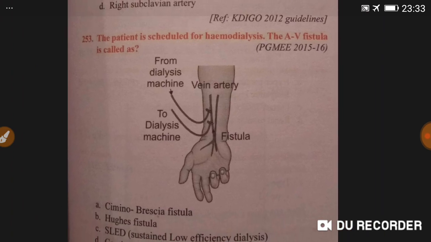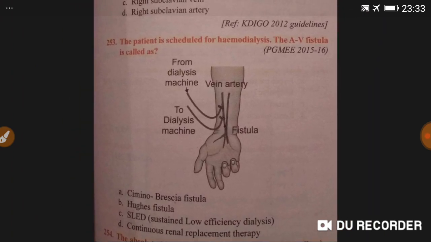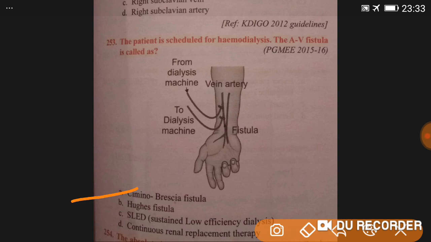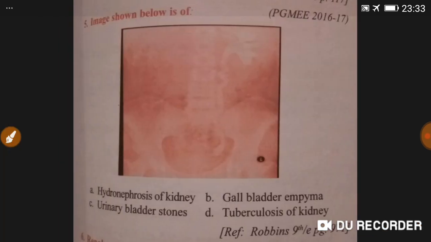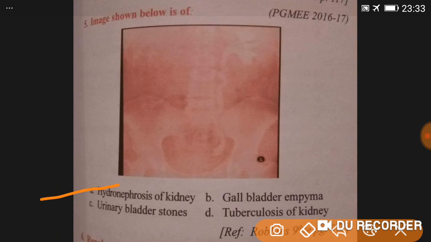Now let's discuss one more question. Patient is scheduled for hemodialysis. The AV fistula is called as Cimino-Brescia fistula. Okay. PKD1 mutation associated with kidney disease shown below. The diagnosis is autosomal dominant polycystic kidney disease. Image shown below is of hydronephrosis of kidney.